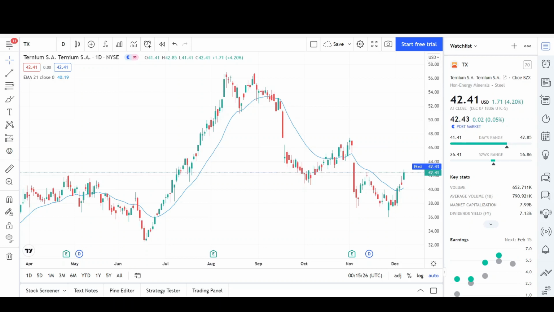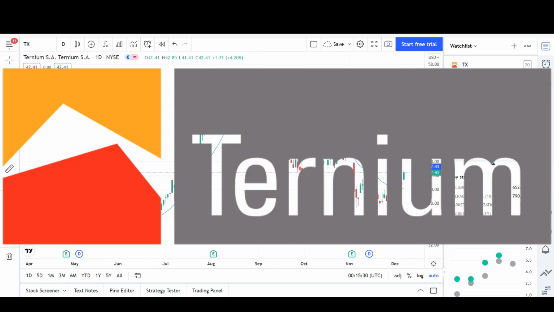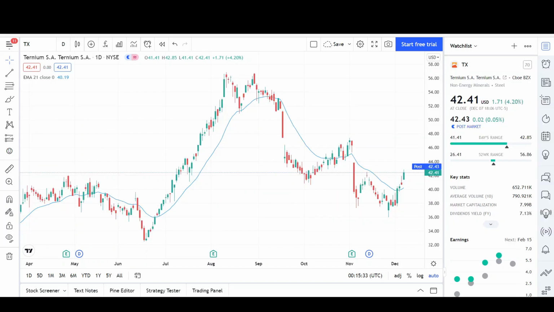What's up, traders? This is Vee Trades, and today I'll be doing a technical analysis breakdown for Ternium with the ticker symbol TX. This was a viewer's request, and thank you for your donation.